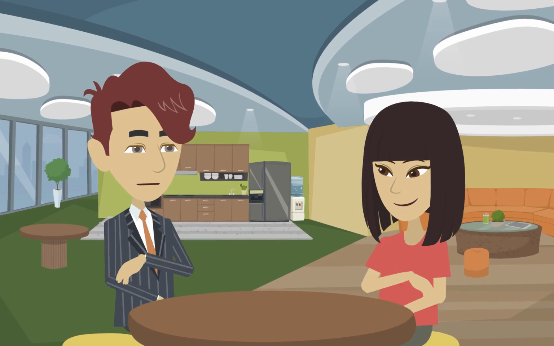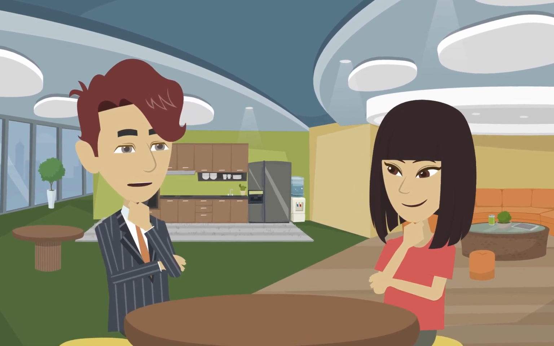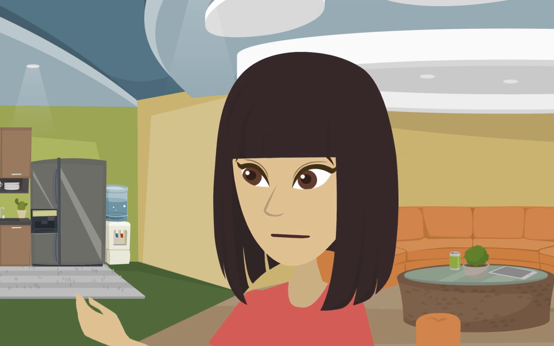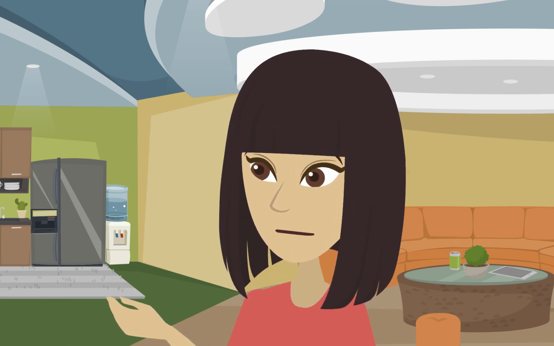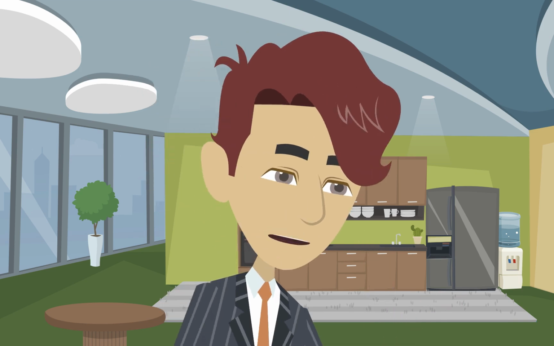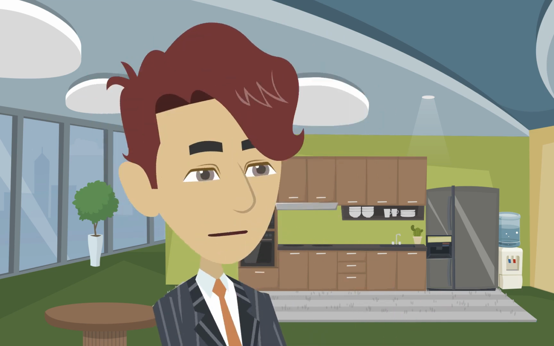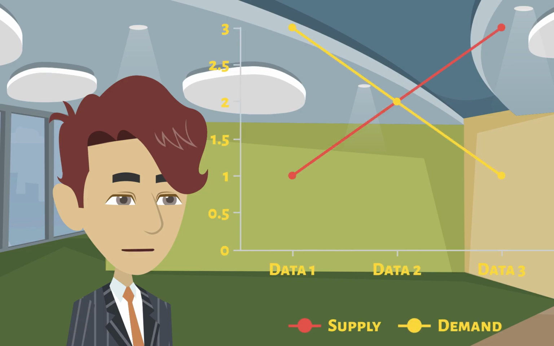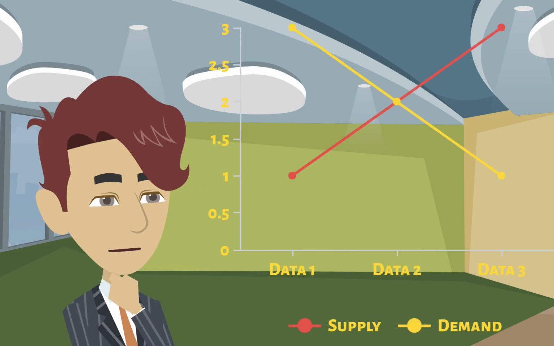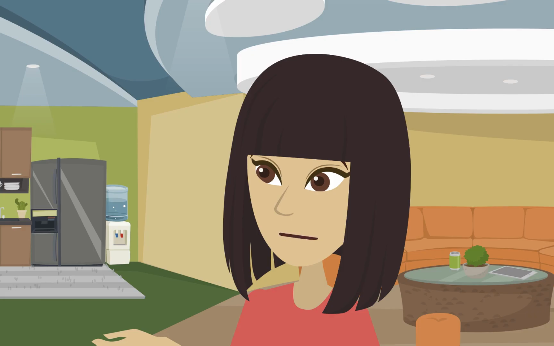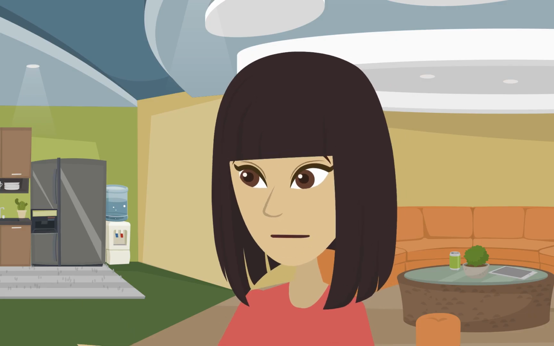So, we know that supply and demand determine a market's equilibrium, right? Yeah, but how do we analyze changes in that equilibrium? Great question. There are 3 steps we can follow to analyze these changes. Okay, what's the first step? First, we need to determine whether the event shifts the supply curve, the demand curve, or both. Got it. And then what?